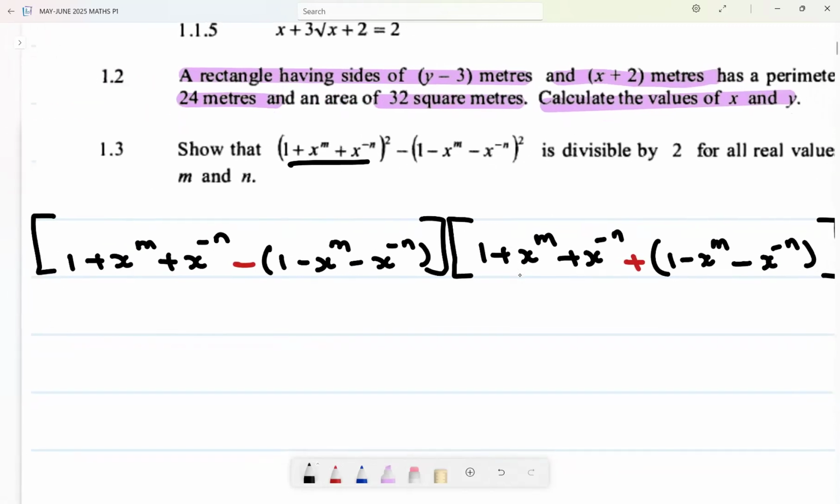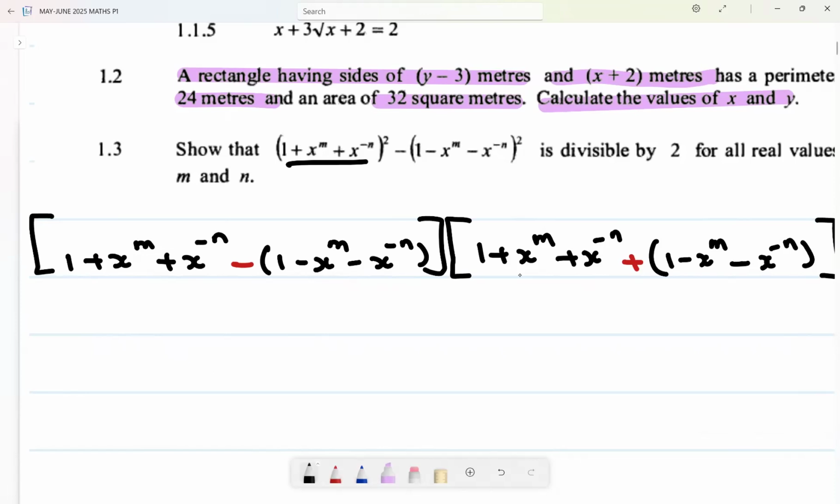And then I can now distribute. So it's going to be 1 minus 1. Can you see that 1 minus 1 is going to cancel off? And then I'm going to have x to the power of m. Negative by negative is going to be positive, x to the power of m. So it's going to be x to the power of m plus x to the power of m, so it's going to be 2 times x to the power of m. And then I'm going to have x to the power of negative n minus, which is plus. Can you see? So it's going to be plus 2x to the power of negative n.